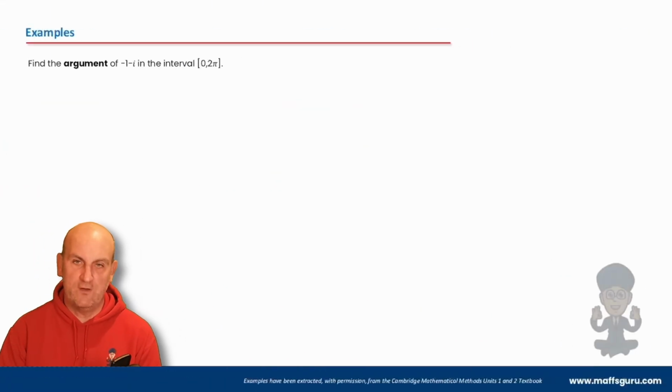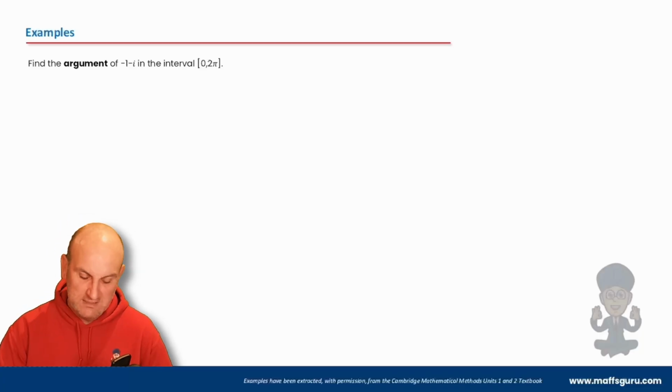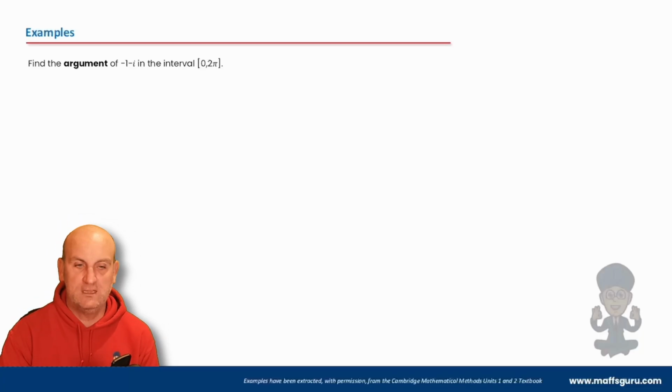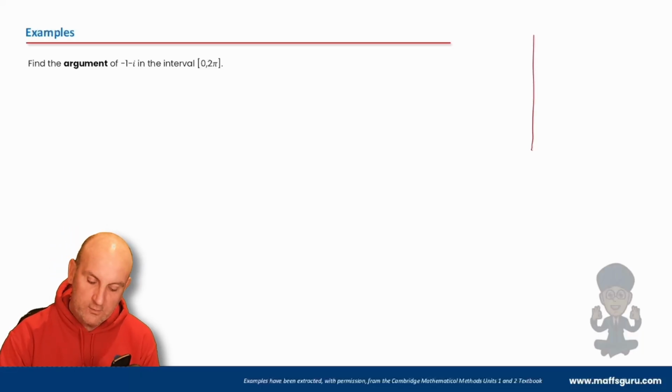Find the argument of minus 1 minus i in the interval between 0 and 2 pi. Argument, little a. So let's see what happens there. All right, a quick pencil sketch of what I've got. Minus 1, minus 1. So let's do that one there. This is minus 1 minus i.